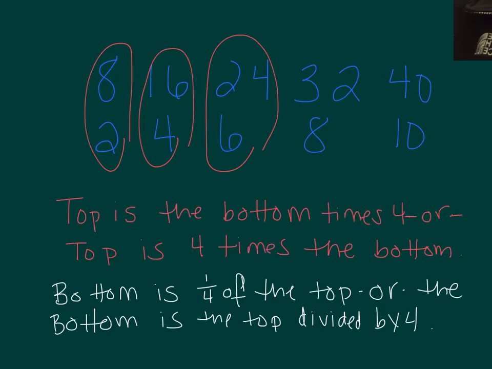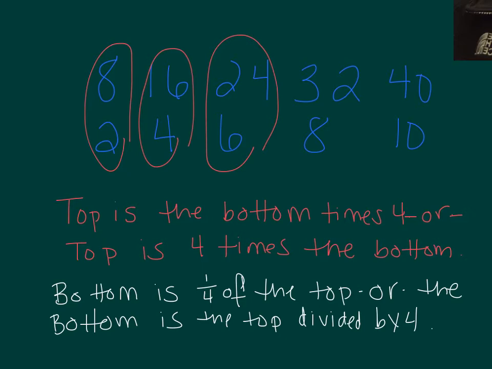All right, the sentences in pink are showing how the top relates to the bottom. The top terms are 4 times the bottom. So the top is the bottom times 4, or we might say the top is 4 times the bottom.